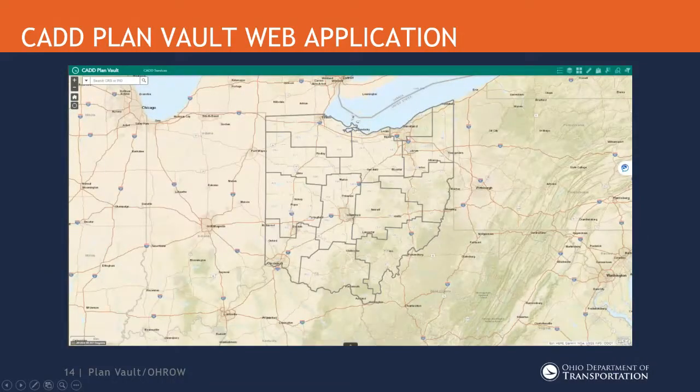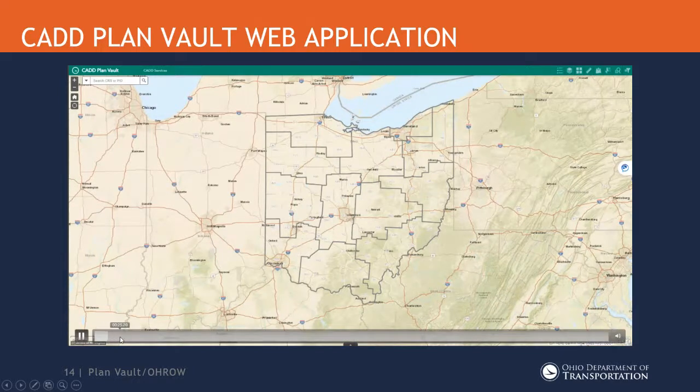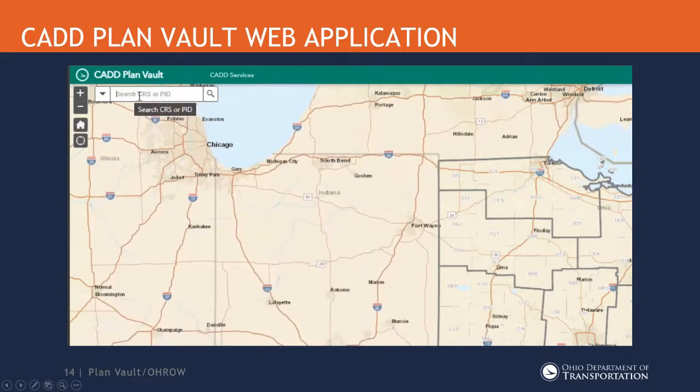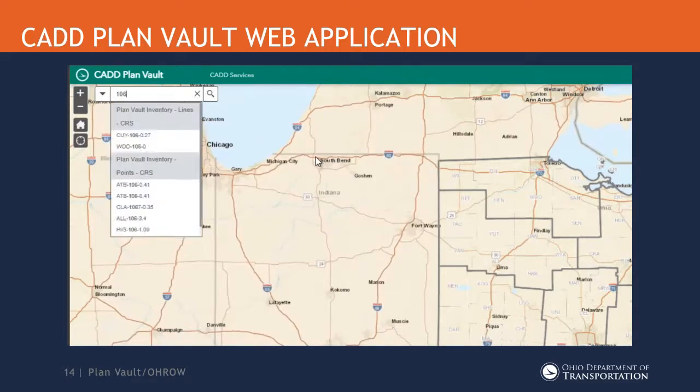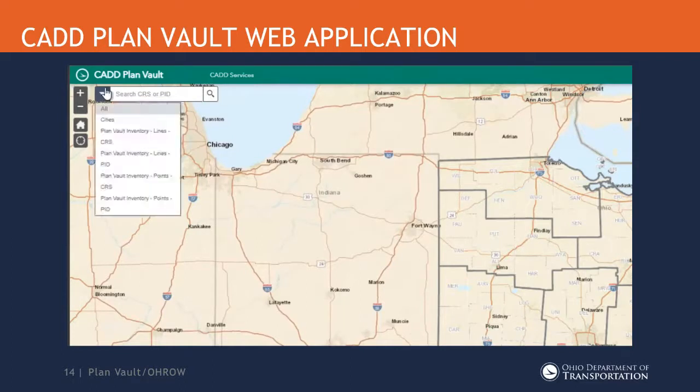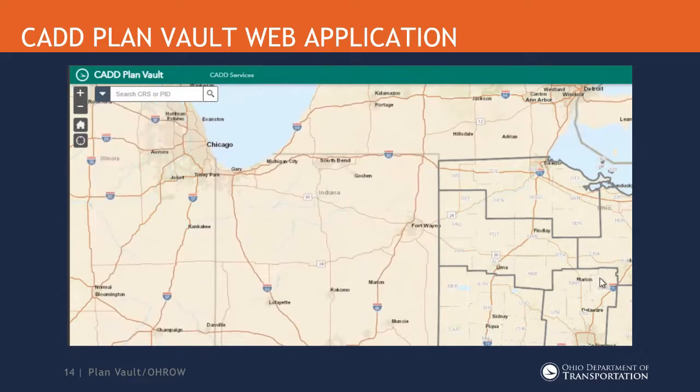This video is going to go over how to use the CADD Plan Vault. The CADD Plan Vault is a web-based application that's available to internal and external users. A construction plan is in the top left. You can actually search if you know the PID or county route section. You can go ahead and type that in, and you can see how it separates it by lines and points. That's one way of doing it. You can also click on the drop down and narrow down your search. You can also do city searches as well.